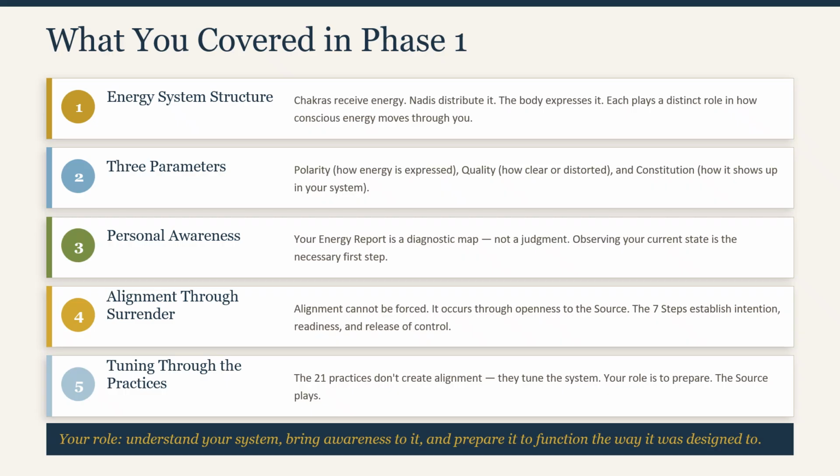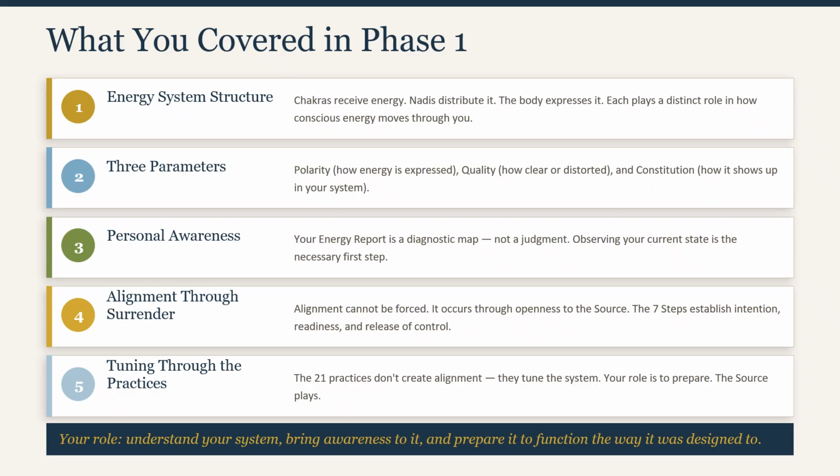All right, before we end this, let's bring everything that we learned in this phase together. So in phase 1, you were introduced to the structure of your energy system: the chakras, which receive and interpret energy, the nadis, which distribute that energy, and the body, which expresses that energy in your daily life. You also learned how we measure and understand this system through polarity, which is how the energy is expressed, through quality, which is how balanced or distorted that energy is, and through constitution, which is how that energy shows up in your system. From there, you began developing awareness of your own energy state, not as a judgment, but as a clear observation of how your system is currently functioning.